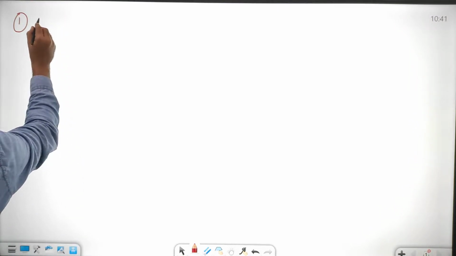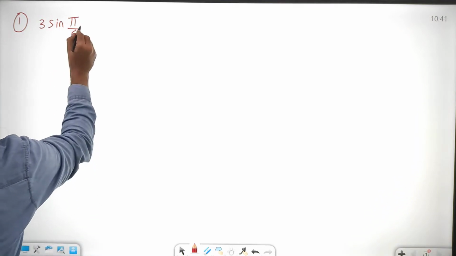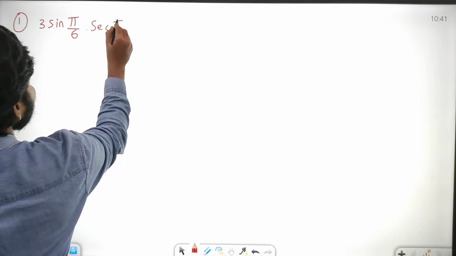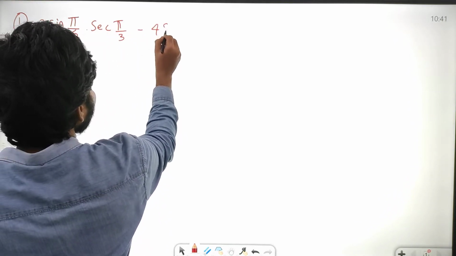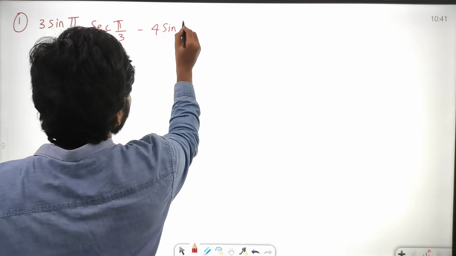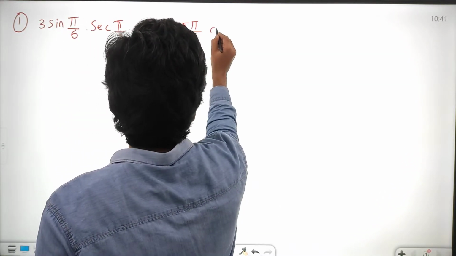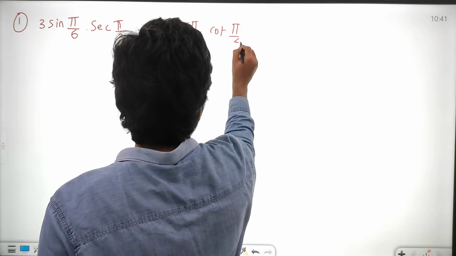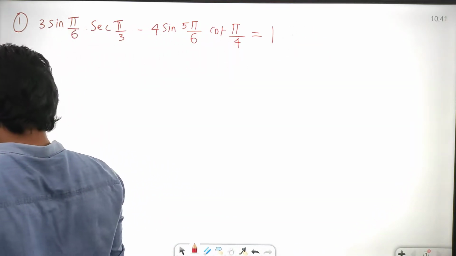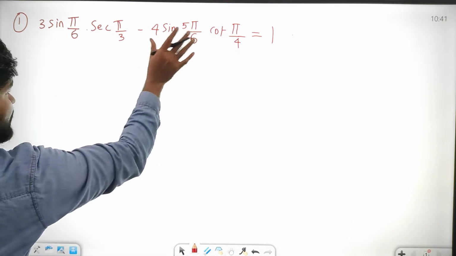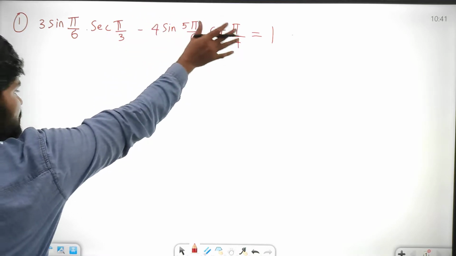3 sine pi by 6 secant pi by 3 minus 4 sine pi by 6 cot pi by 4, which all equals 0. Here he gives an equation which equals 1, and he is asking us to prove this equation.